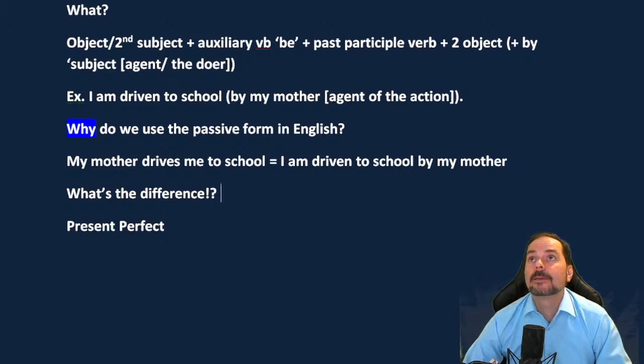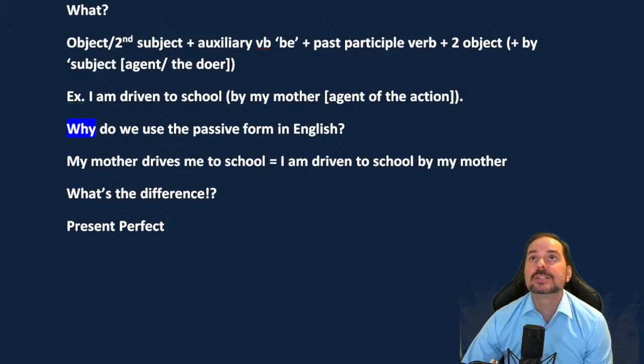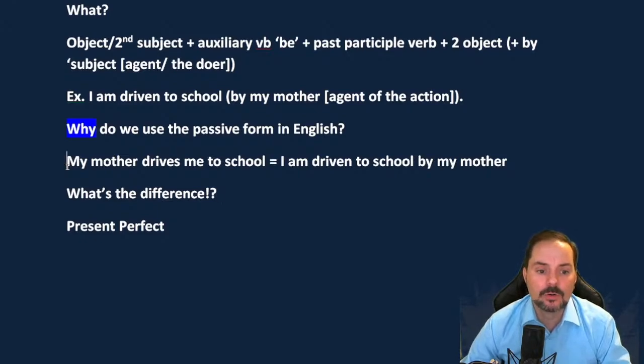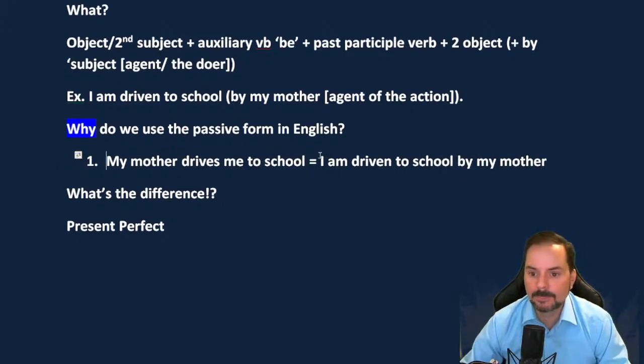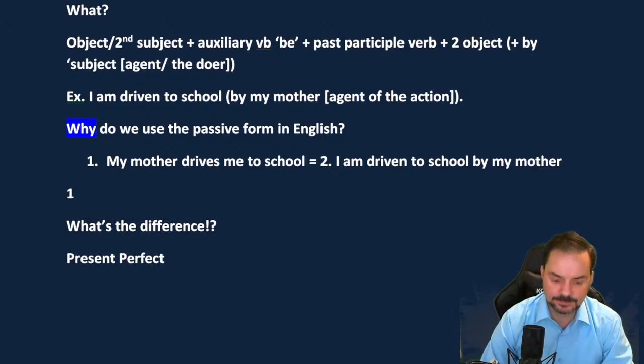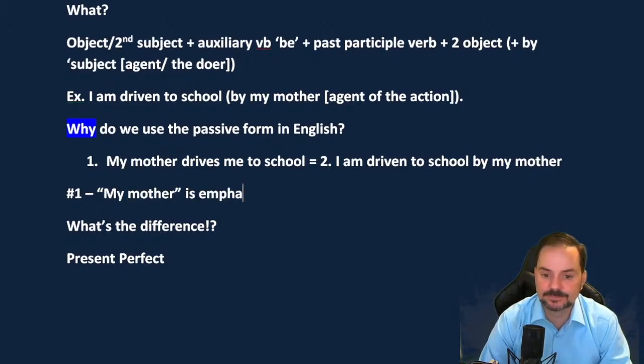Okay, all right. So, okay, Rajveer says this is to emphasize. Morna says you want to point out the main object. Yeah, so Morna and Rajveer have the same idea. So number one and number two. Okay, so in number one, let's do it like this. So in number one, my mother is emphasized. The agent, right? She's the agent.